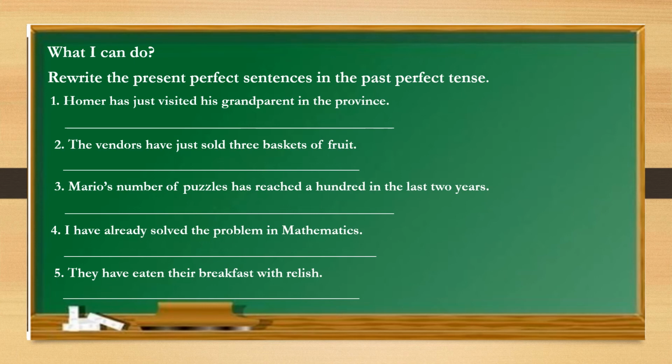And what you can do. Rewrite the present perfect tenses or sentences in the past perfect tense. Number 1. Homer has just visited his grandparents in the province. Number 2. The vendors have just sold 3 baskets of fruit.